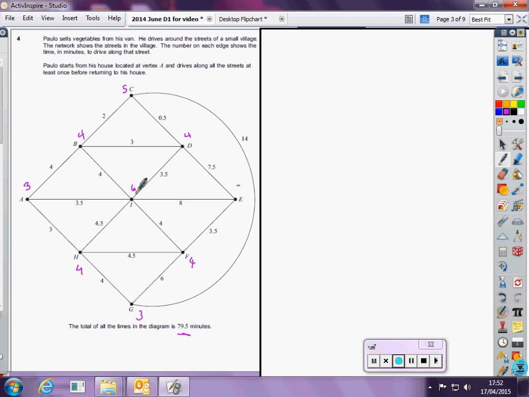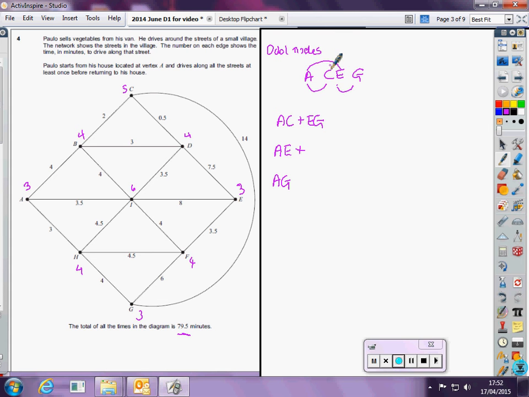Okay, given it is a Chinese postman, there should be a maximum of 4 odd nodes. So the odd nodes are A, C, E, and G. Because we've got 4 odd nodes, we need to pair them up. So we're going to do A and C, A and E, and A and G. If we pair up A and C, then we've got to pair up E and G, otherwise they'll still be odd, and it'll be semi-Eulerian, and we're after the graph being fully Eulerian for us to work this.